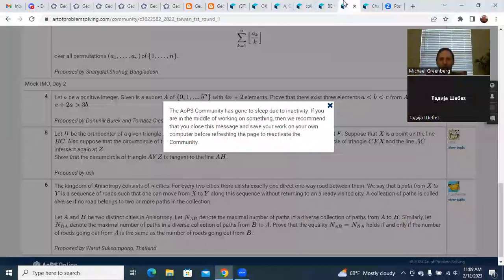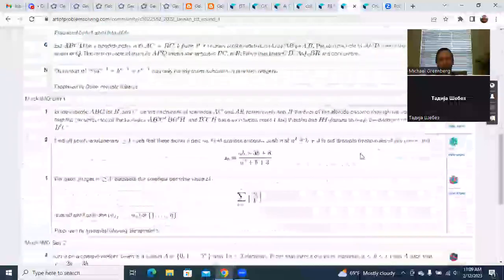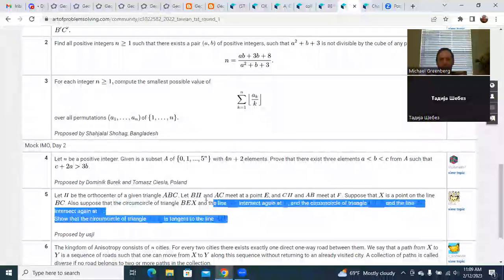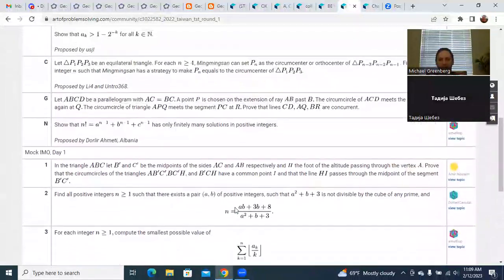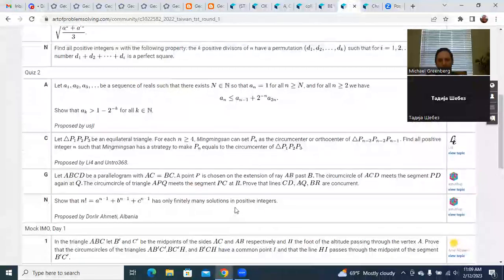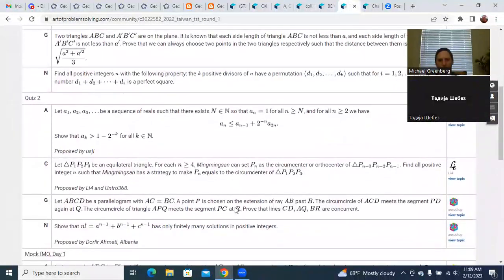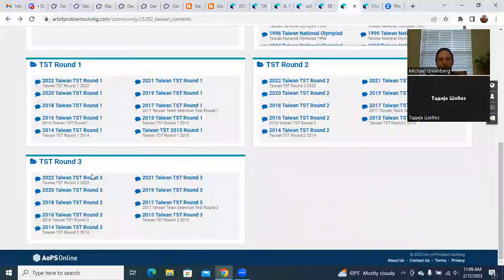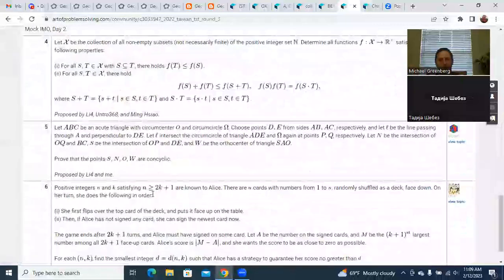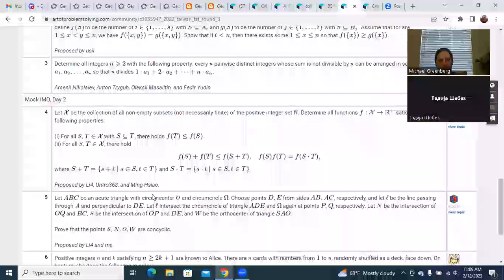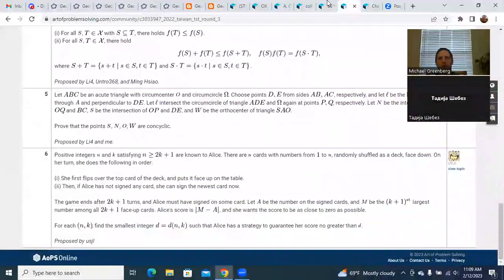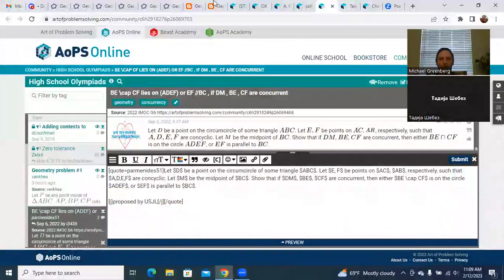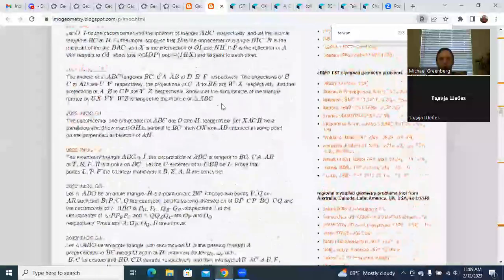So let's see what we can find. Here's Taiwan TST. We just did this one. It's too easy to be a number 5. These look a little bit easy. I mean, it's round 1. Let's check round 3. How about we do some IMOC from previous years, some harder ones? I've done them on my channel before, but I'm sure we don't remember all of them.